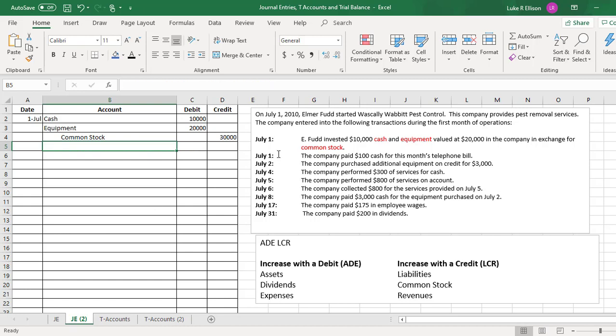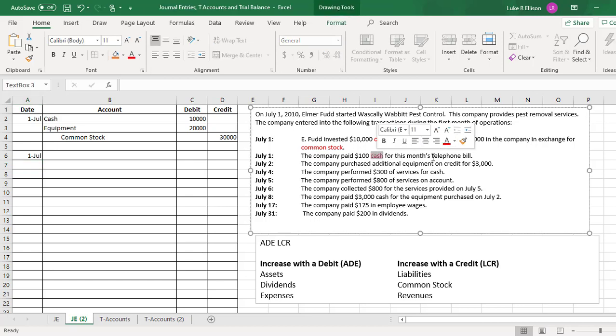Alright, moving on to the next transaction. This one's also on July 1st. So I'm going to skip a line here just so it's a little bit neat. And we have the company paid $100 for this month's telephone bill. So the important parts are that we paid cash, and that's for a telephone bill. This is one of the costs to run the business, so we're going to consider this an expense. And since we're incurring this telephone bill, this is going to be an increase in an expense.